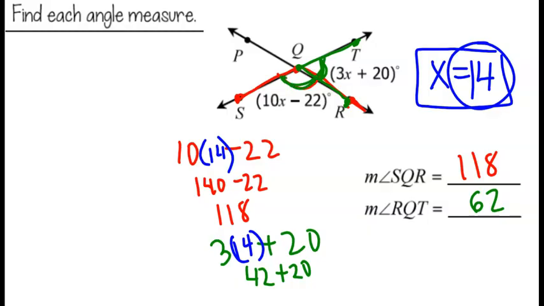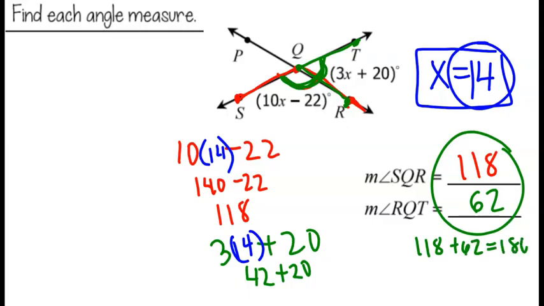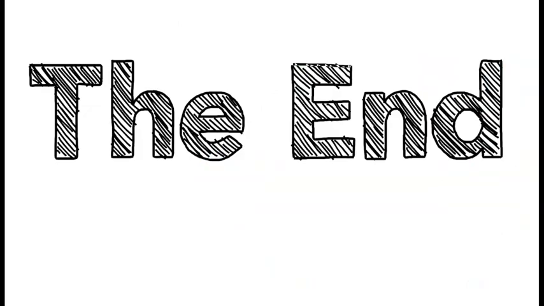Now, we knew these angles were supplementary, so let's check our math. Is 118 plus 62 equal to 180? We hope so. And they are. So that's how we know we did it right. And that's how you use algebraic equations to find angle measures.